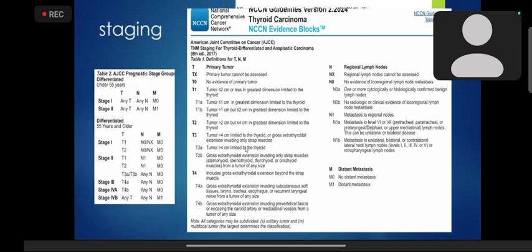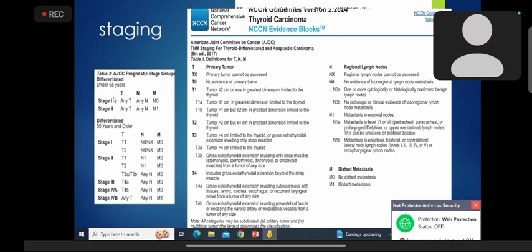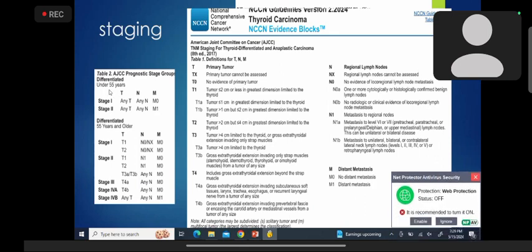Now coming to the staging. This staging is common for all types of thyroid cancers, either differentiated or anaplastic. And regarding staging, we have to know that poorly differentiated thyroid cancer also comes under differentiated thyroid cancer only, and for patients under 55 years there are only 2 stages, stage 1 and stage 2, and for those older than 55 years there are 4 stages.